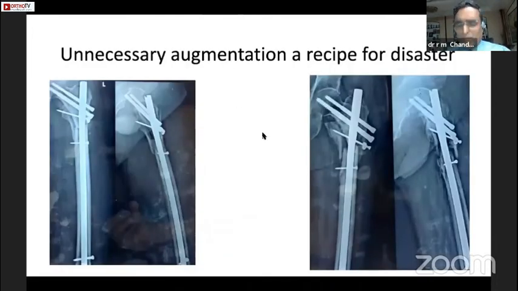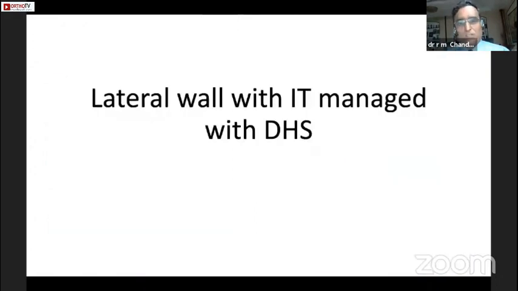Unnecessary augmentation to me is a recipe for disaster for two reasons. One, the biology is halted. Second, the healing is not as optimal, because the necessary amount of minor collapse required in a hip fracture does not occur and it does not heal well.